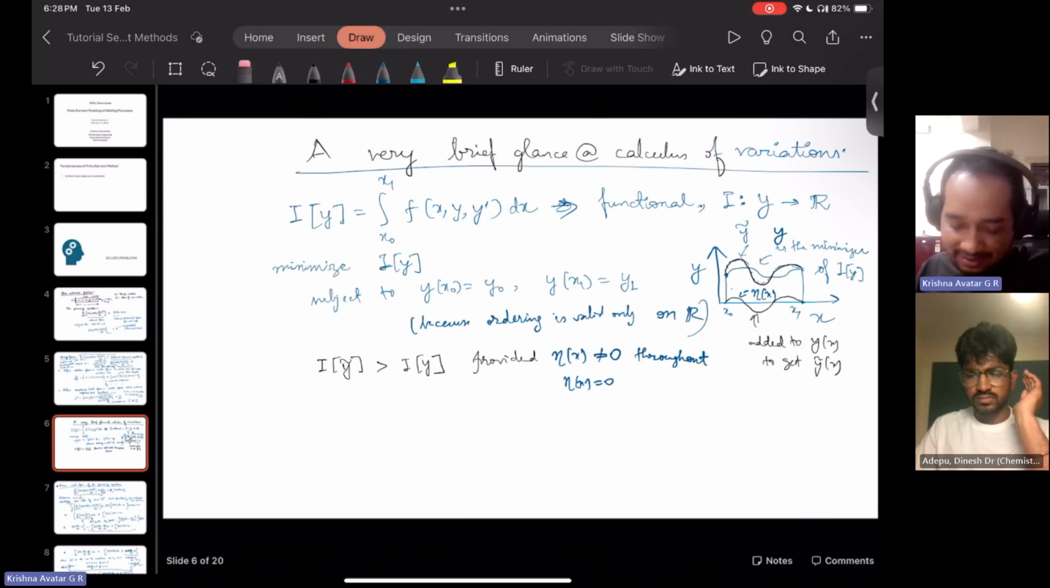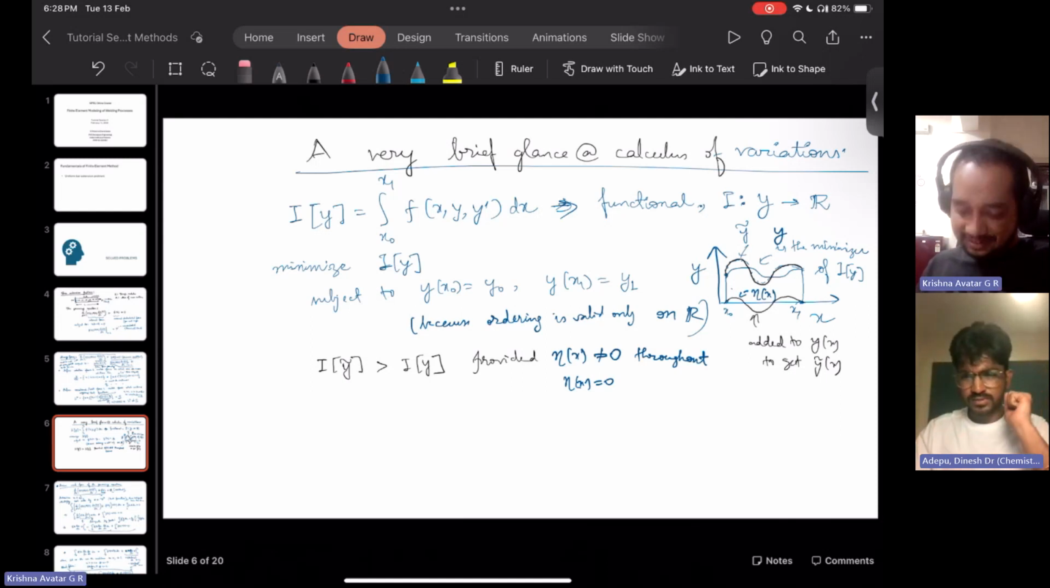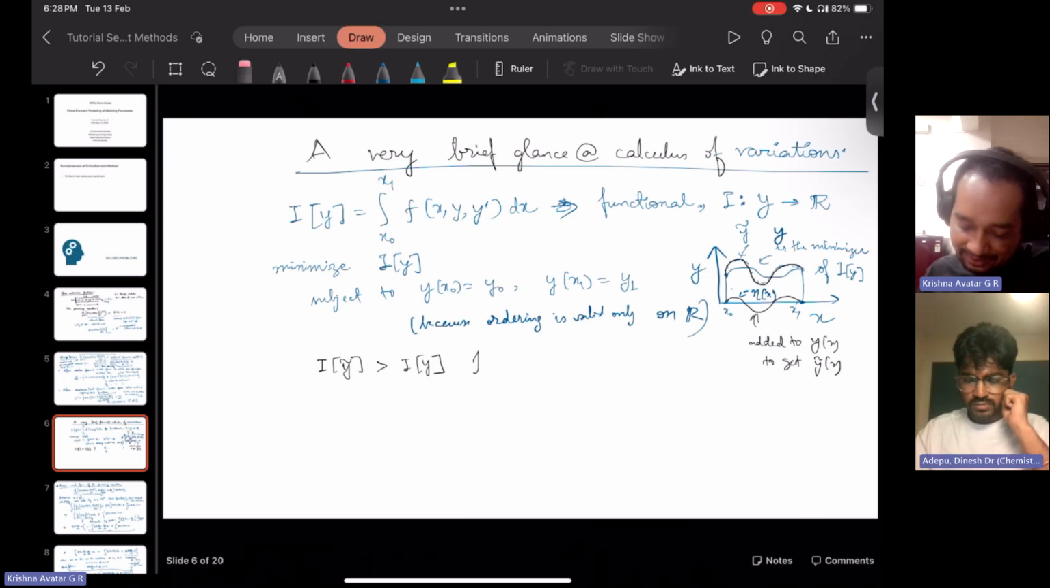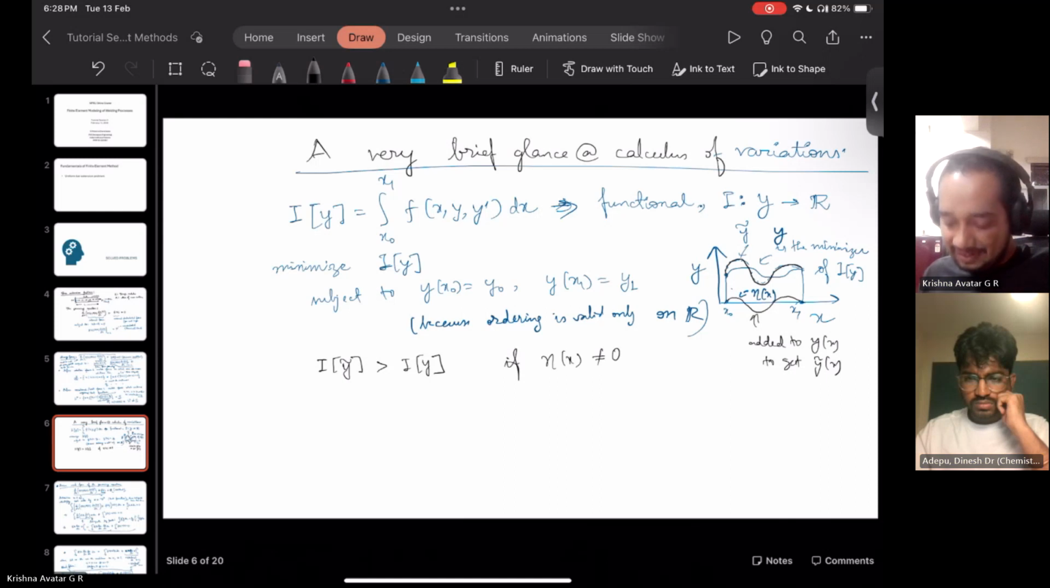No, the thing is at the boundary point it's already zero, right? Yes, that's right, that's what I mean. So provided that this is not equal to zero throughout, which is nothing but to say that eta of x is not equal to zero, implying that this zero here stands for the zero function, not the number zero.